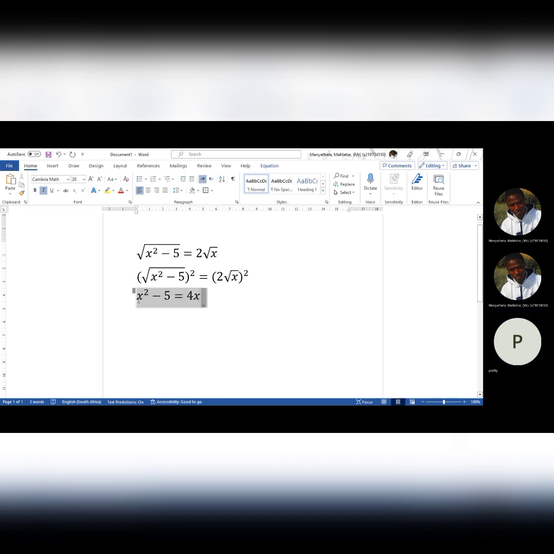Okay, fine. We transpose 4x. We write it in standard form: 4x crosses the equal sign and becomes negative, then on the other side we remain with 0. So x squared minus 4x minus 5 equal to 0 is our equation. I think yeah, factorize. Let's factorize it.